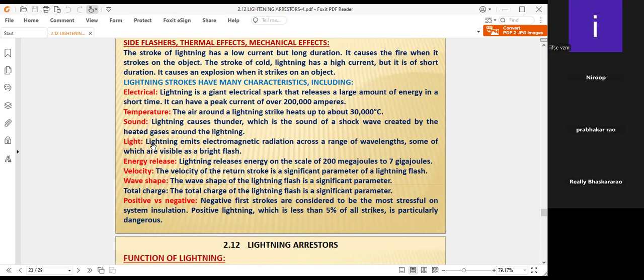Coming to the light, lightning emits electromagnetic radiation across a range of wavelengths, some of which are visible as a bright flash. Because lightning has the sun's radiations like the ultraviolet rays and infrared rays, which the ozone layer protects against. But here, due to the lightning effects, the radiation is emitted.